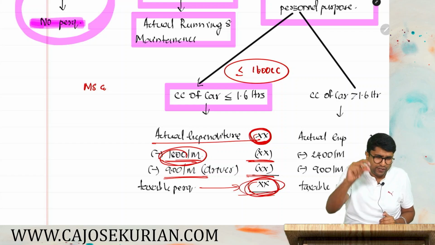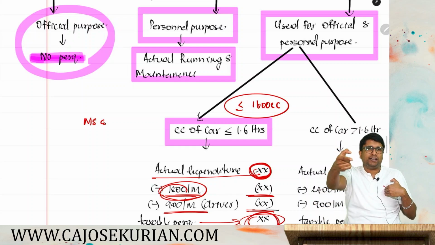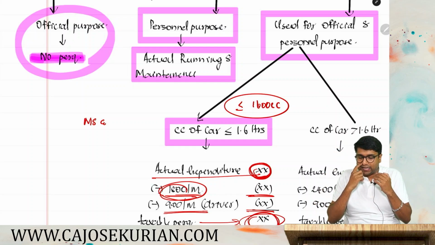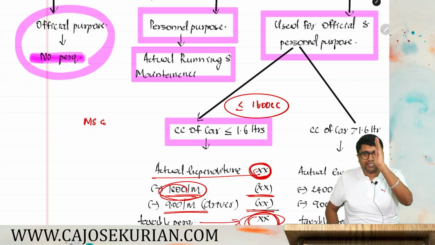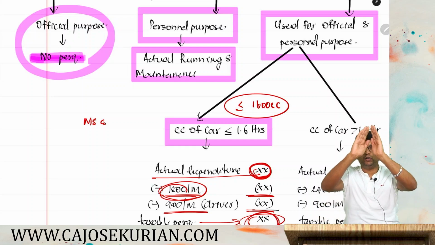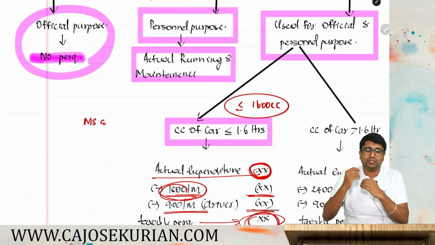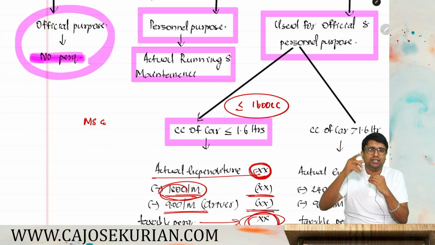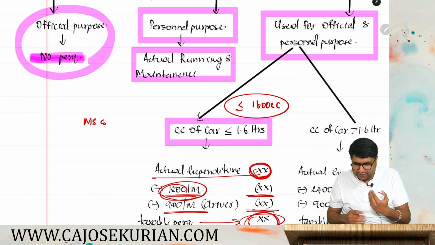So the point is very simple, friends. Say I own a car and you are meeting the maintenance and running expenses, and I'm using it for official as well as personal purpose, and the car's cubic capacity is less than or equal to 1.6 liters. Then I have to note down the entire running and maintenance charges, deduct 1800 per month, and if a driver is also there, deduct an additional 900 per month. The remaining shall be the taxable value of perquisite.